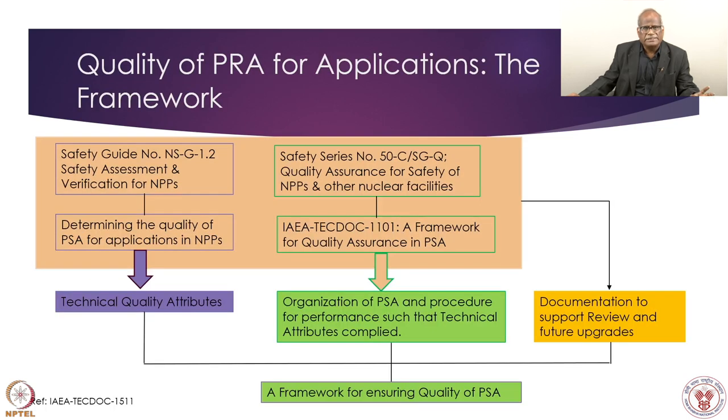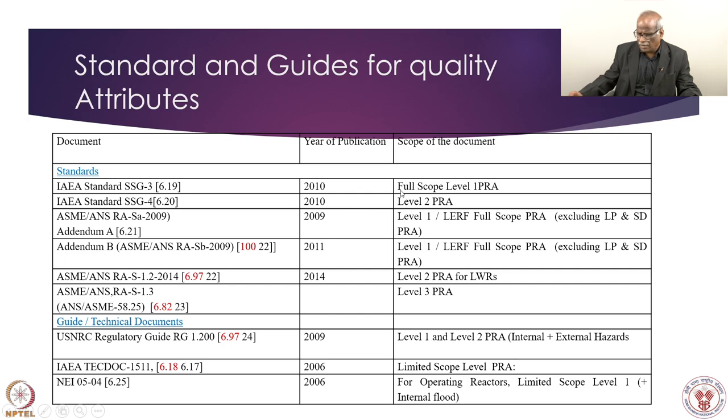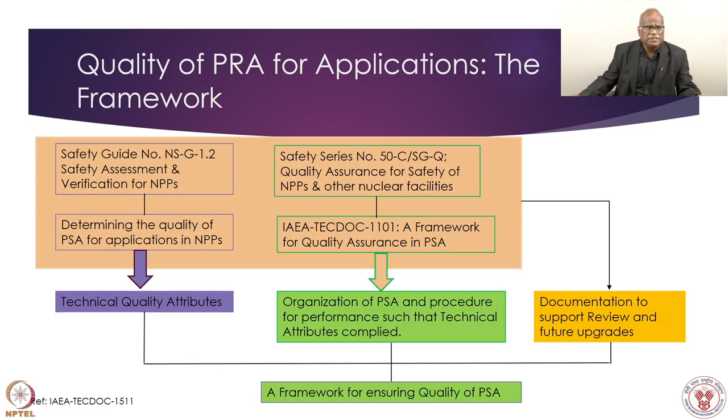Now, we said there are two quality attributes reflected at two levels. One is at the technical level and the other one is at the assurance level. Here we see that established international and national guidance is available, a safety guide, and a document on determining the quality of PSA for application in nuclear plants from IAEA, and this helps us to structure or develop our technical quality attributes for our PSA.